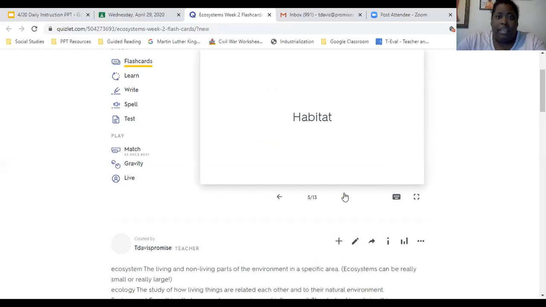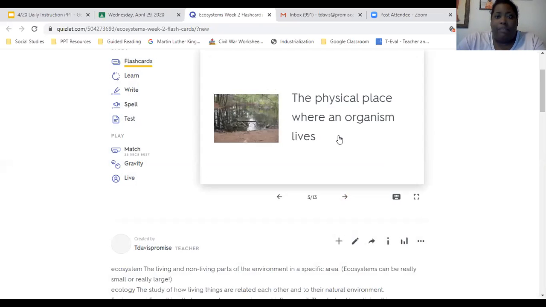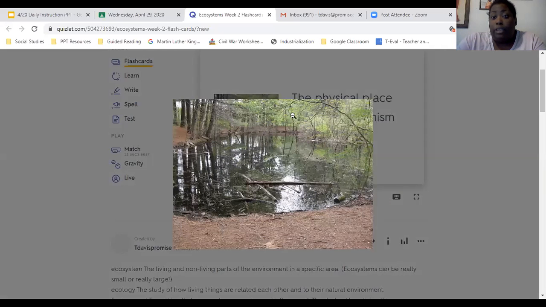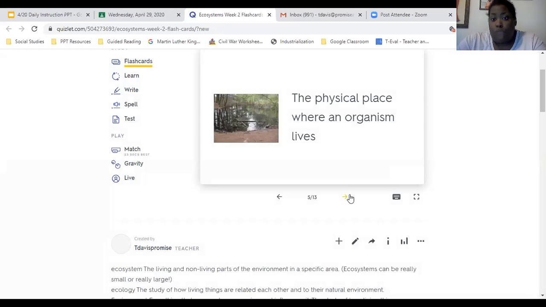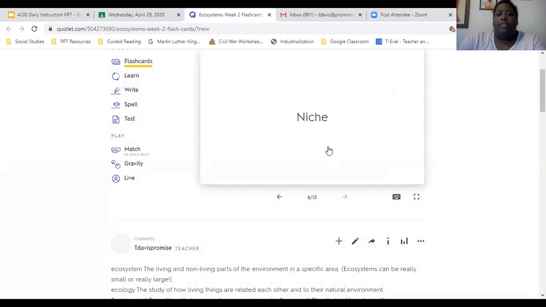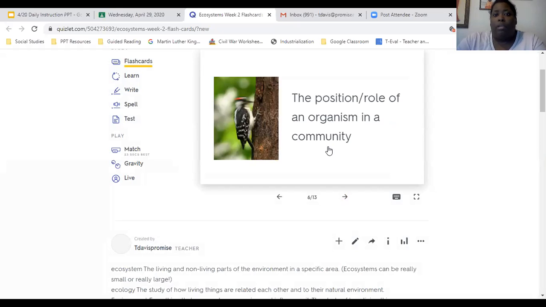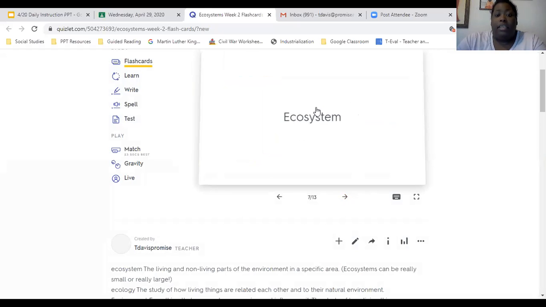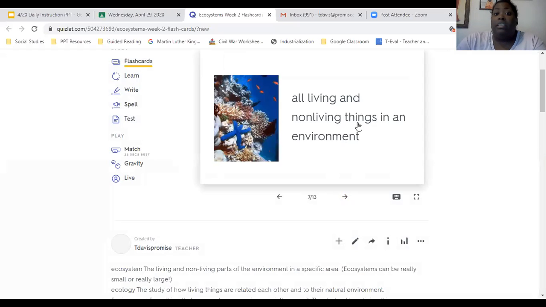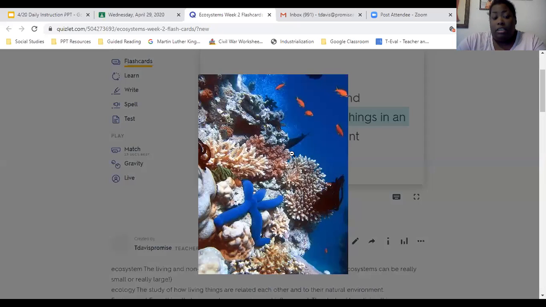All right. So the next is a habitat. Habitat is the physical place where an organism lives. Its home. Your habitat is your home. Next is a niche. A niche is the position or role of an organism in a community, right? And the ecosystem, all living and non-living things in an environment, everything that lives there and stuff that's just there.